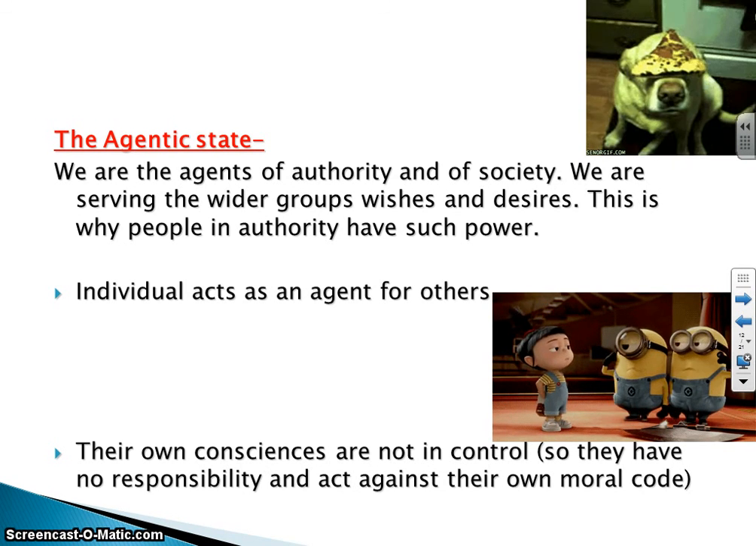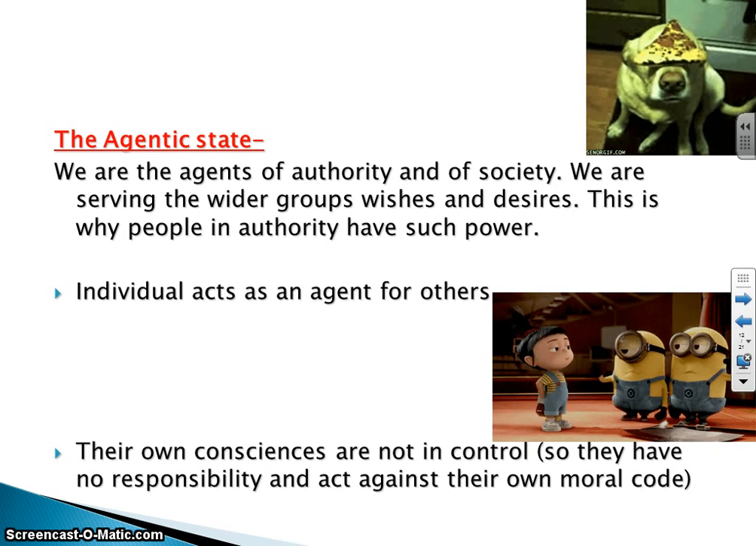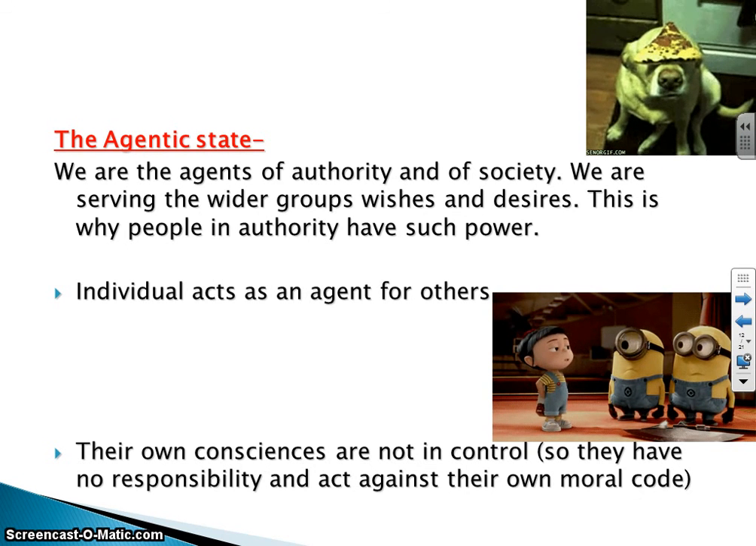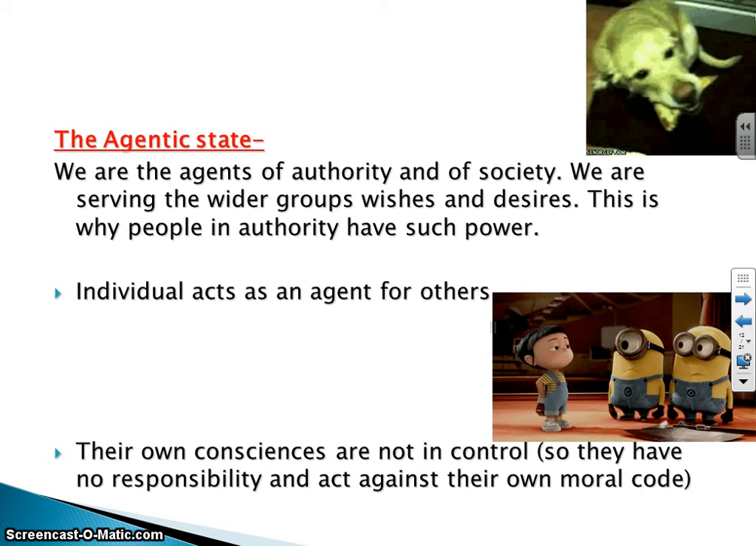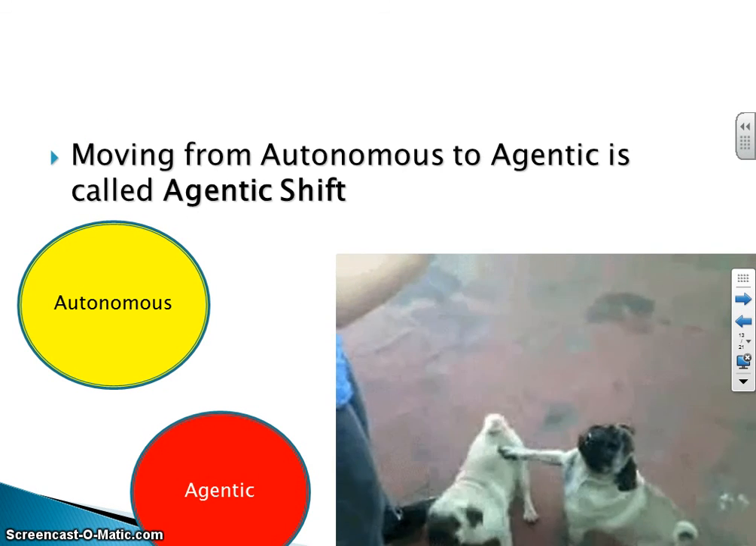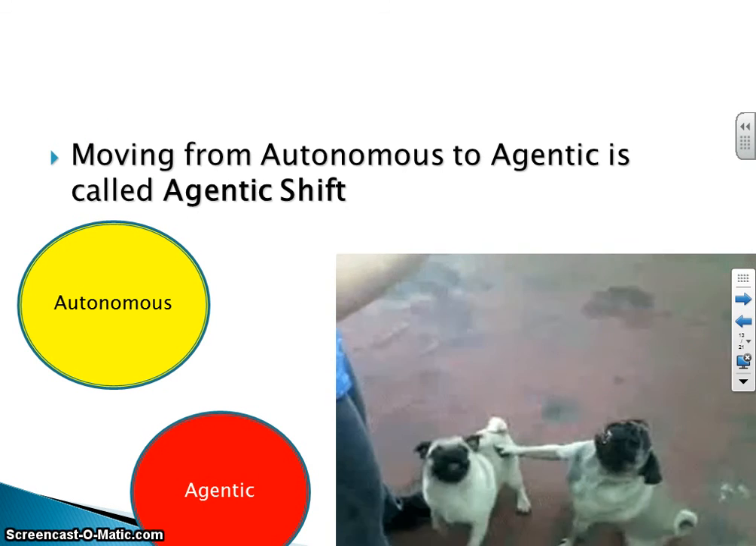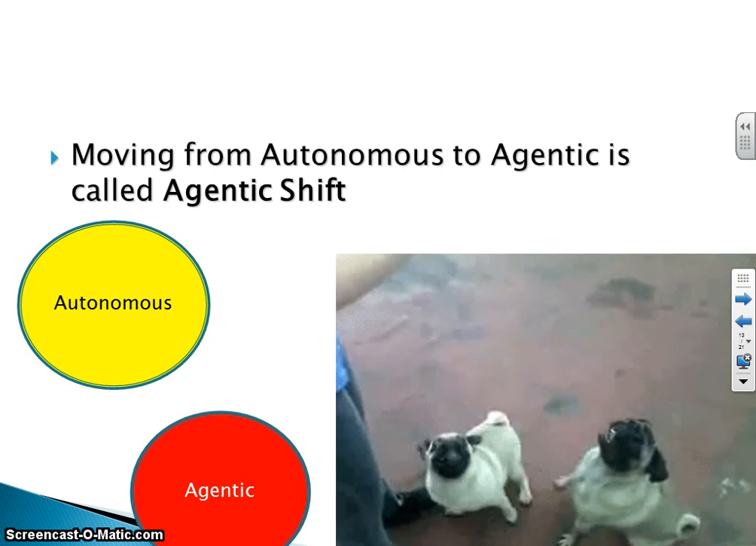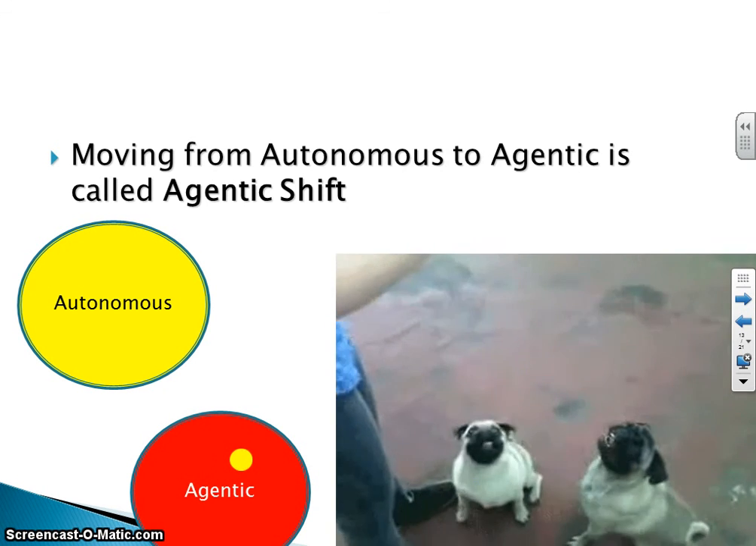And importantly, lots of people miss this out, we obey. We do what an authority figure tells us because we have given up our own conscience and we are acting as their agent. Moving from the autonomous state into the agentic state is called the agentic shift, as we can see with these 2 pugs here.